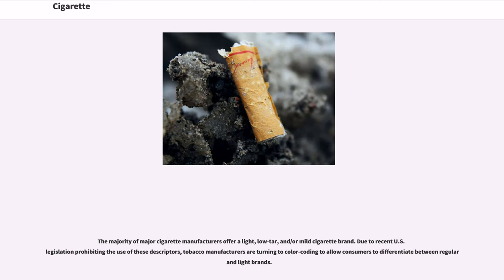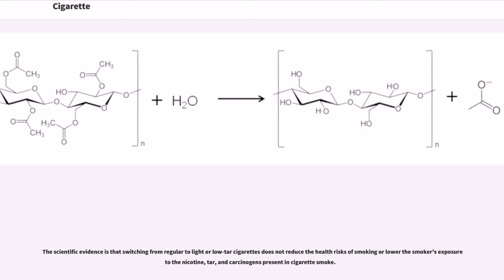The majority of major cigarette manufacturers offer a light, low-tar, and/or mild cigarette brand. Due to recent U.S. legislation prohibiting the use of these descriptors, tobacco manufacturers are turning to color coding to allow consumers to differentiate between regular and light brands. The scientific evidence is that switching from regular to light or low-tar cigarettes does not reduce the health risks of smoking or lower the smoker's exposure to the nicotine, tar, and carcinogens present in cigarette smoke.